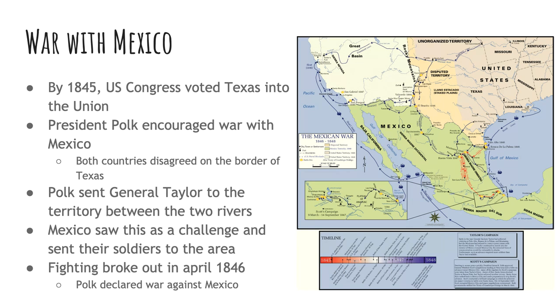So Polk sent one of his army generals, General Taylor, to this land that was in between the two rivers. So that piece of land in between the Nueces River and the Rio Grande River, he sent a group of soldiers into this area. Mexico saw this as a challenge. They kind of said, like, wait, why is an army coming into this land? So they decided to send soldiers to the area too. In 1846, fighting broke out and Polk officially declared war against Mexico.